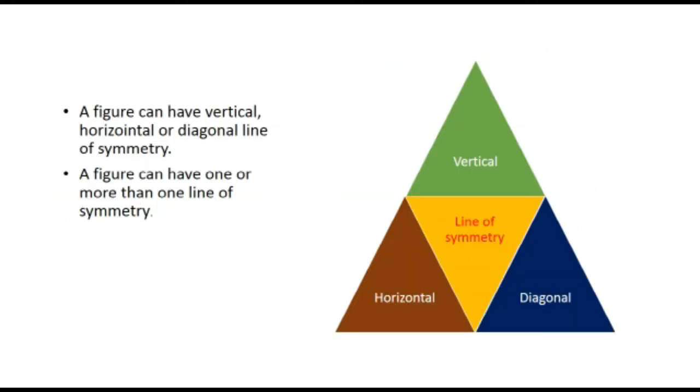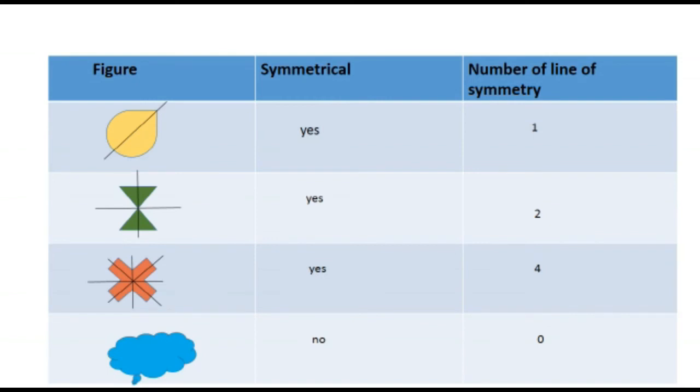Now, talking about the line of symmetry. A line of symmetry can be vertical, horizontal, or diagonal. A figure can have one or more than one line of symmetry. Here we can see a chart indicating some figures.